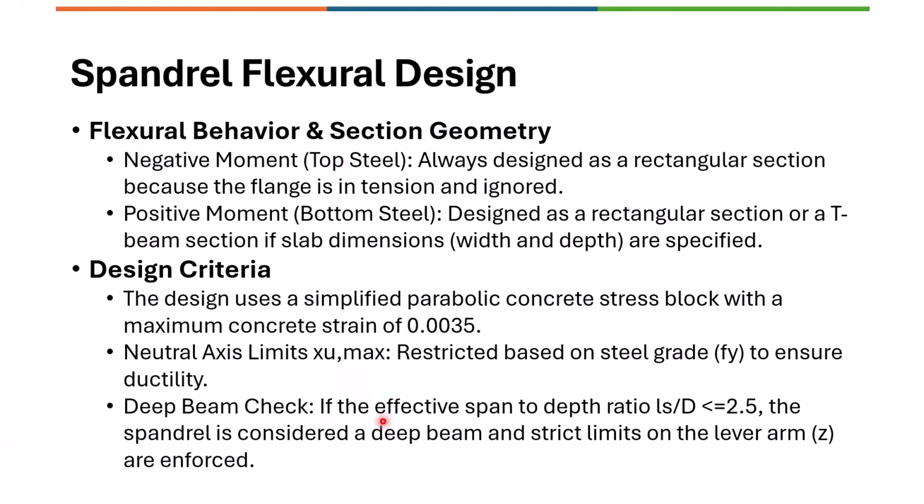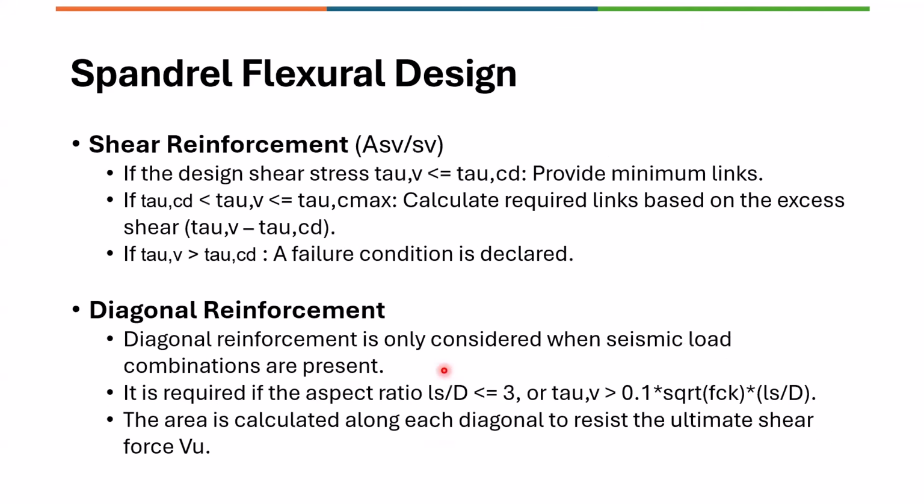And it also checks for D-beam criteria. So accordingly, the lever arm will be updated when L by D is less than or equal to 2.5. And then it calculates both horizontal and vertical shear reinforcements as well as diagonal reinforcements in case of the aspect ratio or the stress limit for all seismic involved load combinations. It will give you how much area is required in one diagonal. That will be the output.